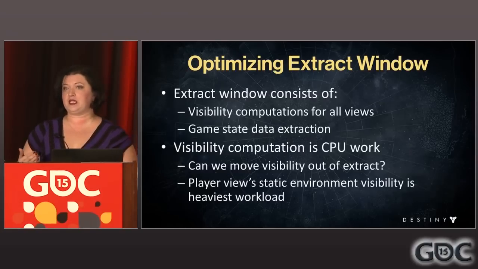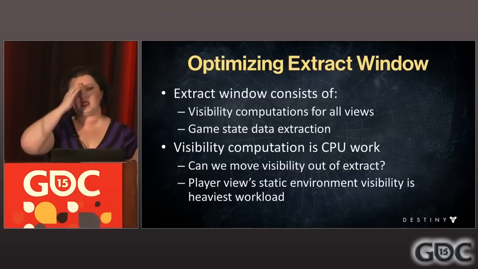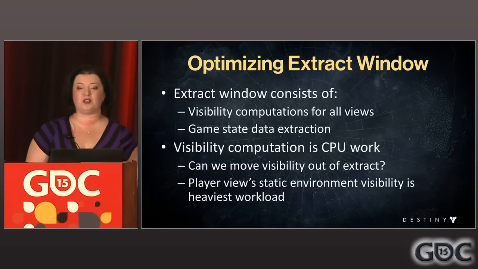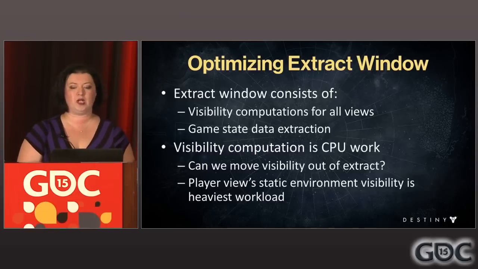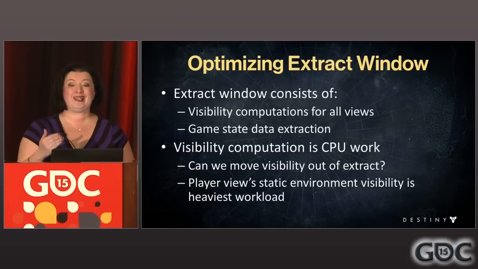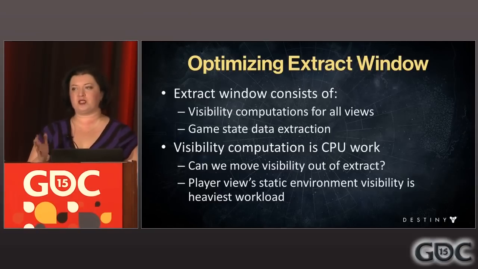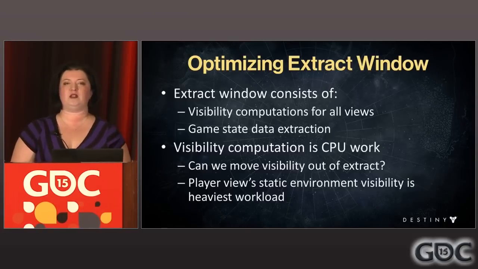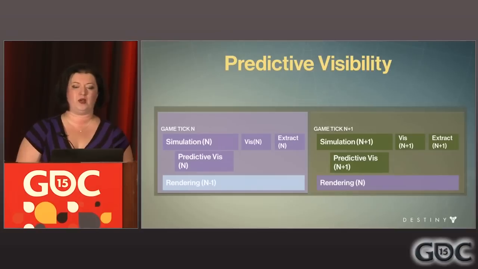Extract window for rendering consists of visibility computations for all views and actually a raw copy out of data. So since visibility is CPU work, what can we do to move it out of extract? If you look at visibility, most of the computational workload is in static visibility for the main player view. This is typically when we see the most workload. This is also the most expensive view, and we want to do the most completely accurate visibility computations. For example, shadows are a little bit lighter on the GPU. So let's move the static environment visibility out of the extract window.